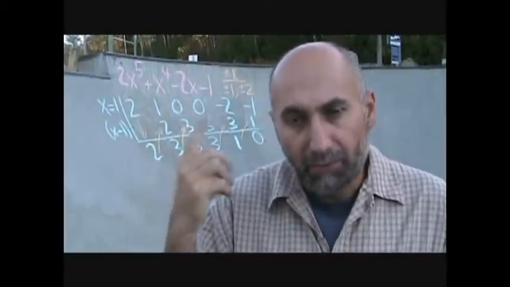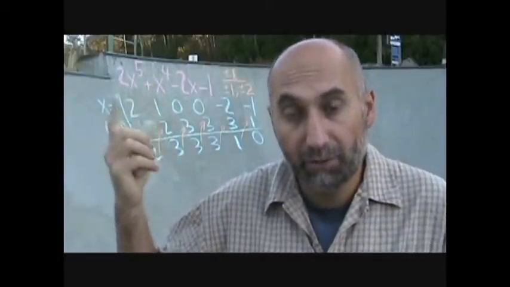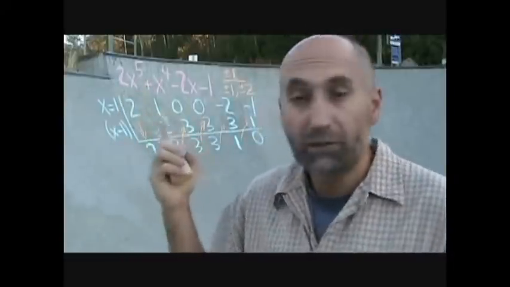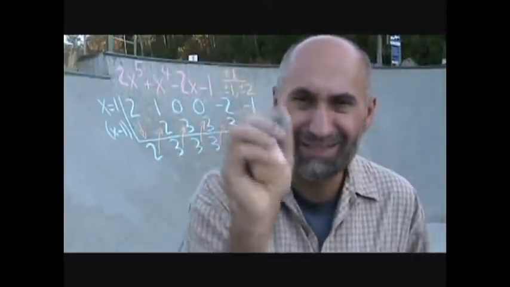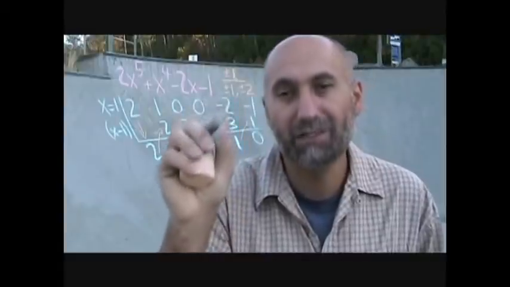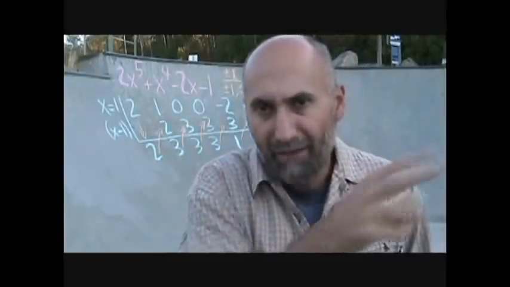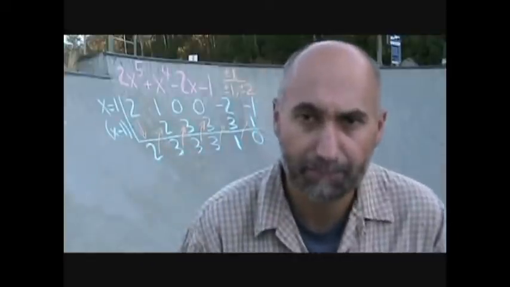The problem with the place markers is, if this power up here was extremely large, let's say it was 2x to the power of 27, and then we went to the power of 4. Now you're not going to sit down and put place markers for x to the power of 27, 26, 25, 24, all the way down to x to the power of 4. Your sheet's going to be gigantic. You're going to have zeros all over the place. You're not going to do that.